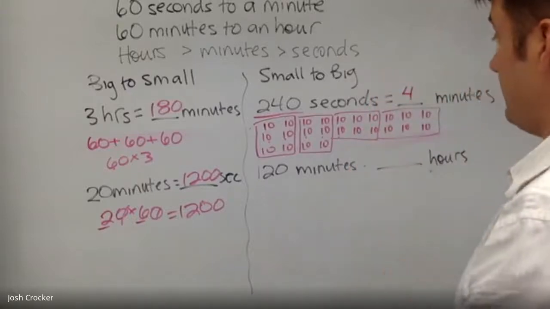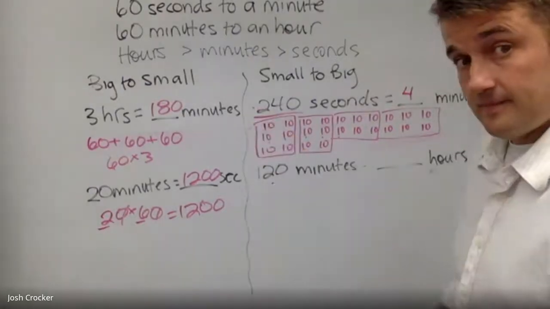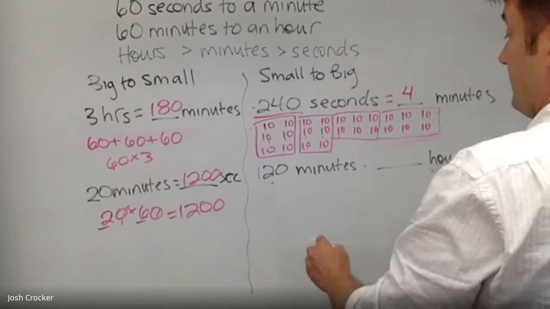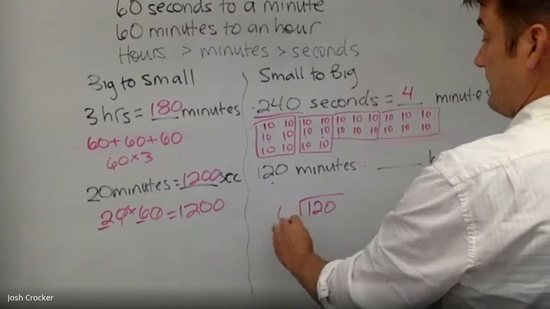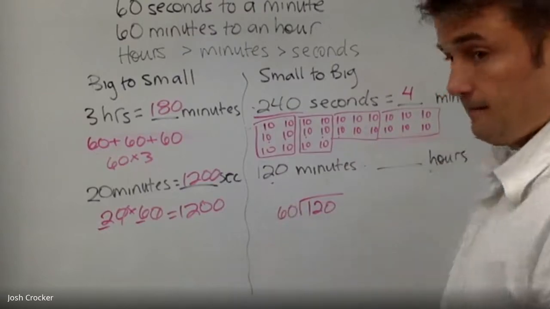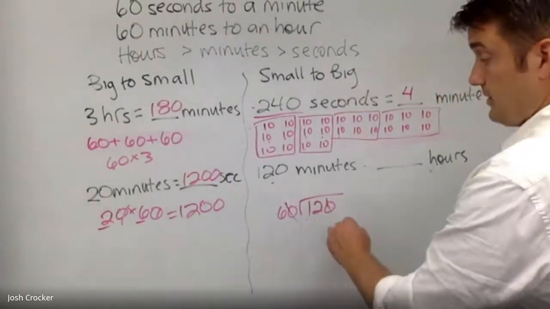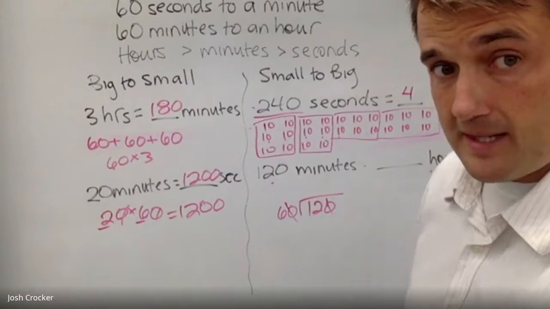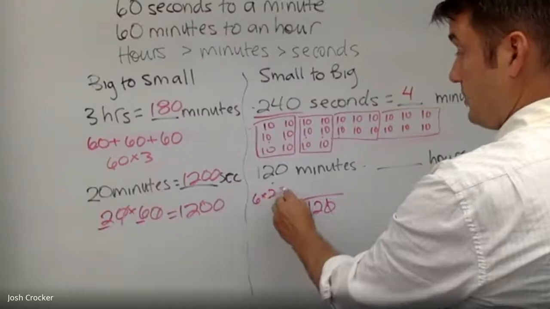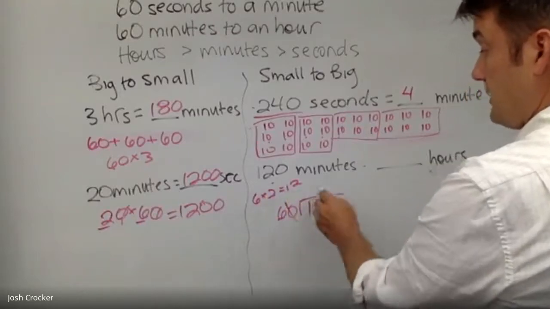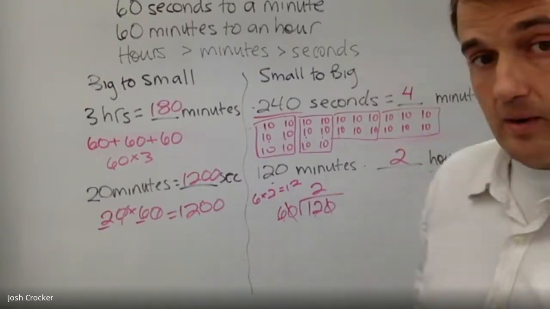Okay? Now, 120, well, that's half, right? So we might just know it that way. But I can do 120 minutes divided by 60. And when you have a zero inside and outside like that, they cancel each other out. So this is really just 12 divided by 6. It takes 2 sixes to make 12. 6 times 2 is 12. So 12 divided by 6 is 2. Okay, 120 minutes is 2 hours.